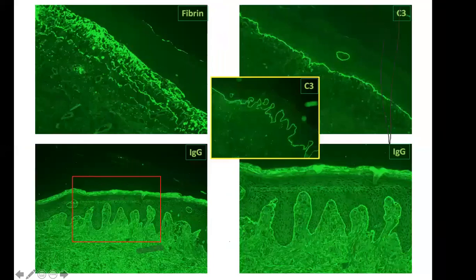This is what I saw in the direct immunofluorescence: heavy deposition of fibrin that goes along with the lichenoid mucositis. But on the other four antibodies, I was surprised to see C3 at the basement membrane, and this insert is from another area, just to show how intense the C3 was at the basement membrane all through the biopsy specimen. The picture on the bottom left is a low power of immunoglobulin G, and the red box is highlighted in the picture on the right. You can see how immunoglobulin G decorates the basement membrane.